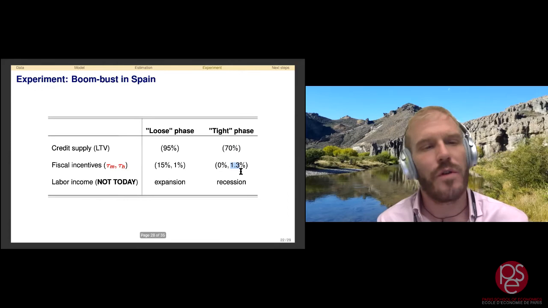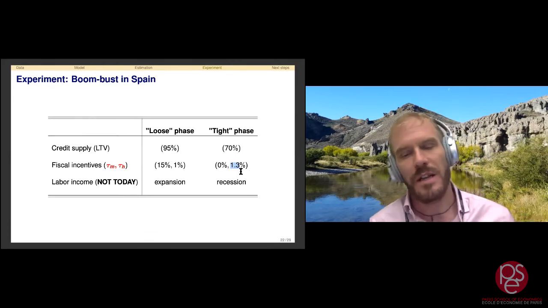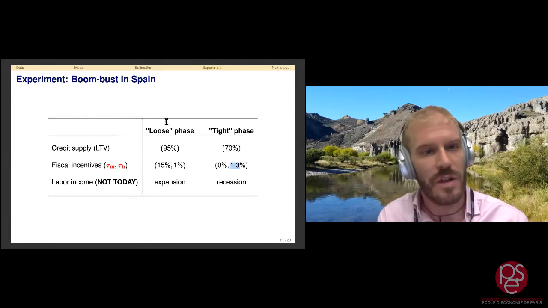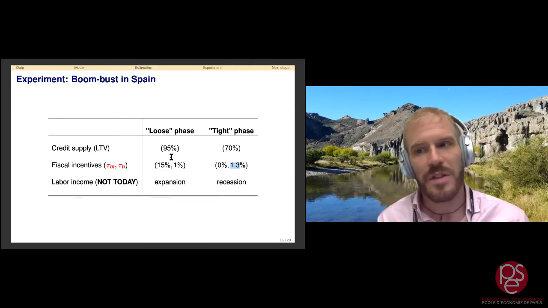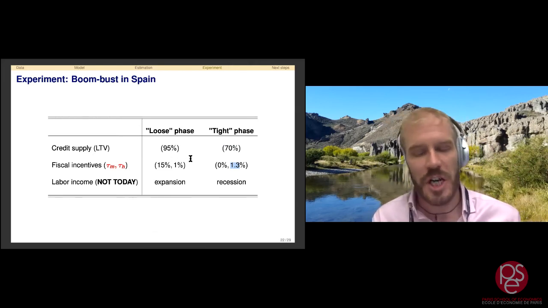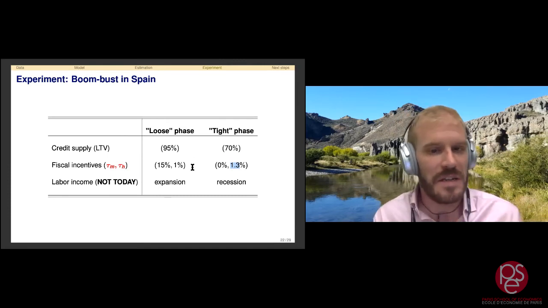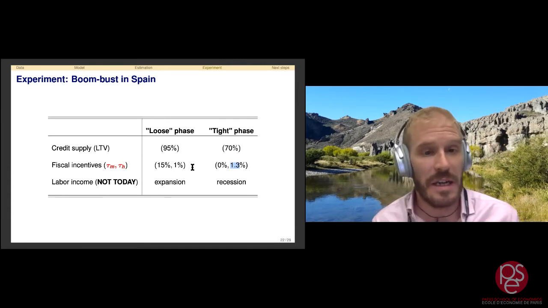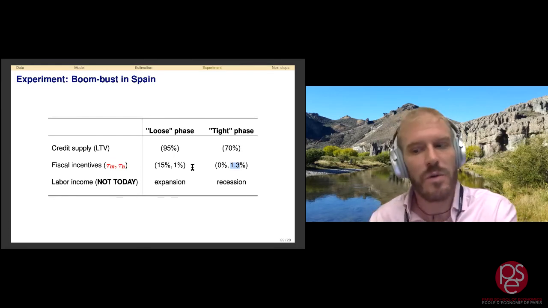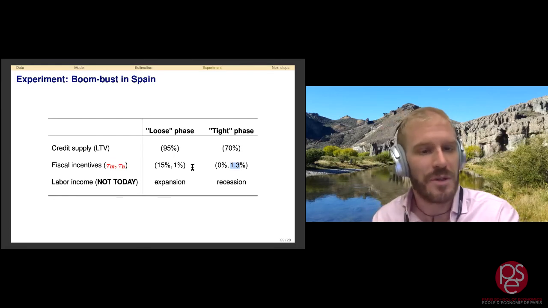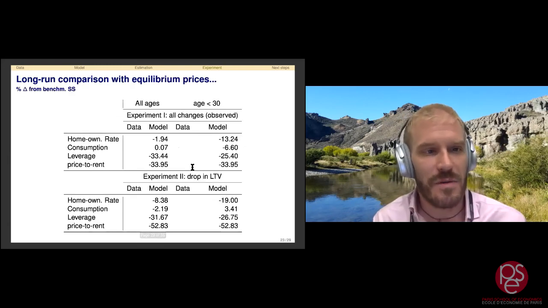So let me show you first the comparison between the benchmark steady state, what I'm calling today the loose phase, with the steady state in which all of these three changes are implemented. Basically, what has been going on in the data right now. But what I'm going to compare are long-run steady states. So what would be the changes that we would observe if these changes were permanent, right? And these are the results.